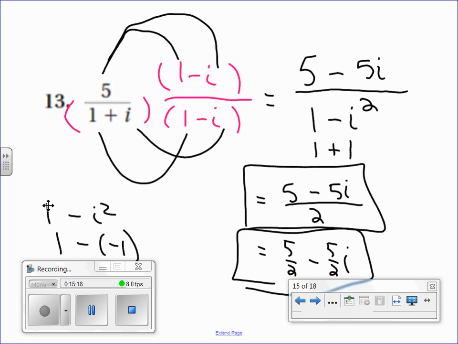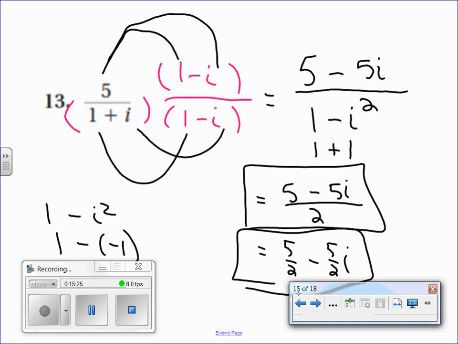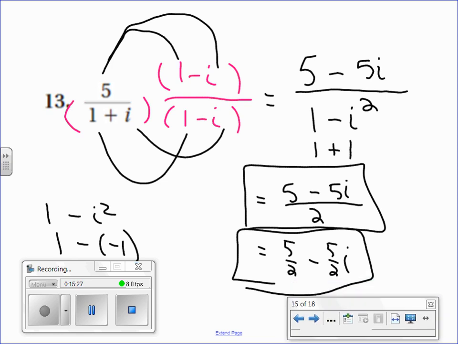So we kind of chatted, I'd be okay with you stopping here: 5 minus 5i over 2. If this was a multiple choice question, probably on the ACT, it'd be 5 over 2 minus 5 over 2i. That's how they would write that. Good? All right, then we're at our last problem of the day.